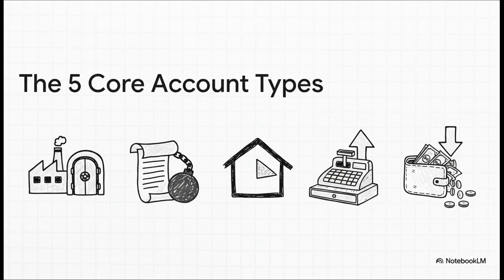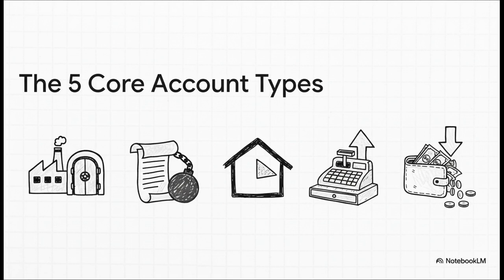First, you've got assets. That's everything the company owns that has value. Cash in the bank, computers, inventory on the shelves, you name it. Second, liabilities. This is everything the company owes to other people, like a loan from a bank or money you owe to a supplier. Third, we have equity. This is the owner's stake in the company. It's what's left over after you subtract all the liabilities from the assets.